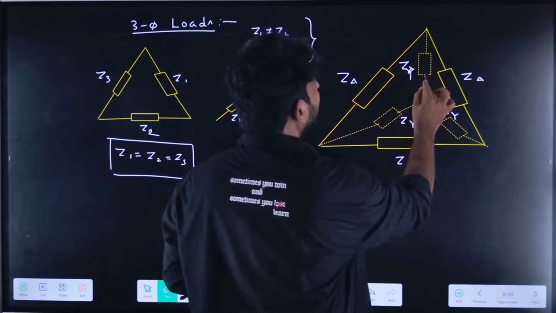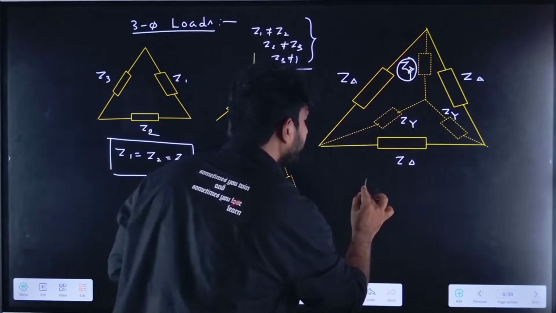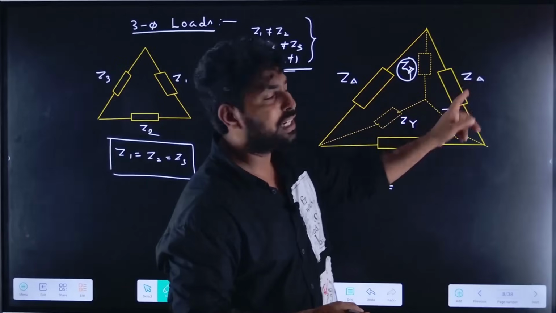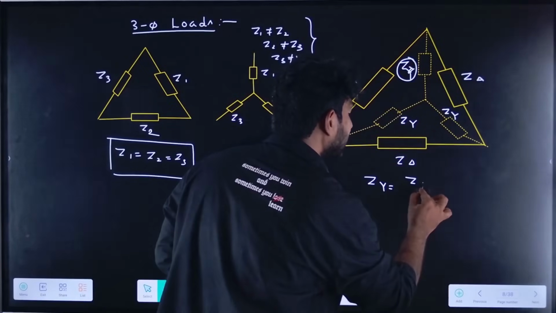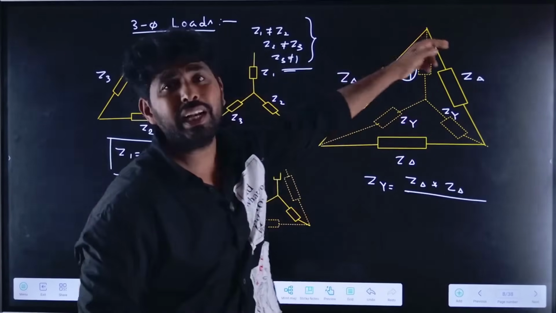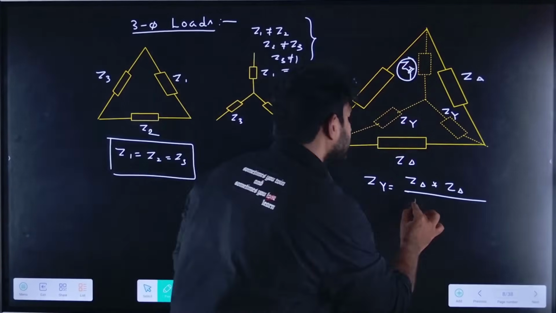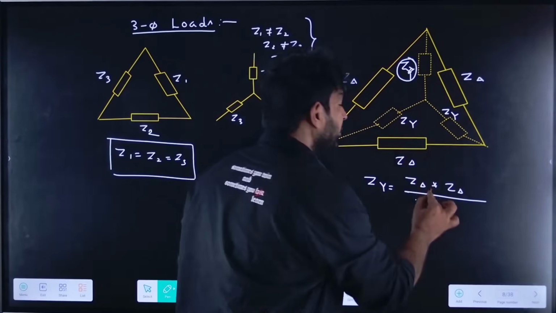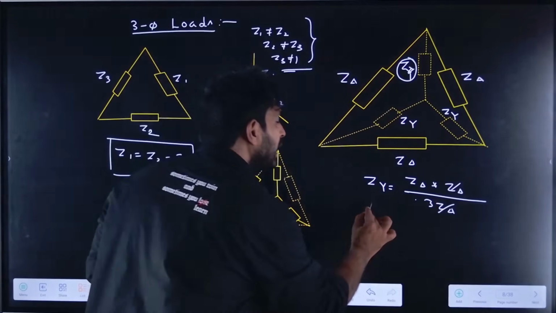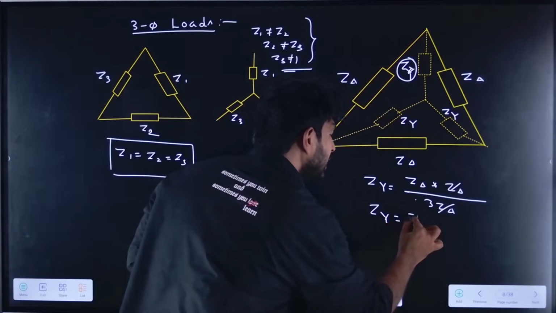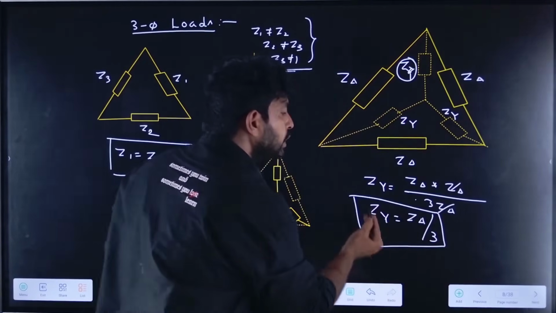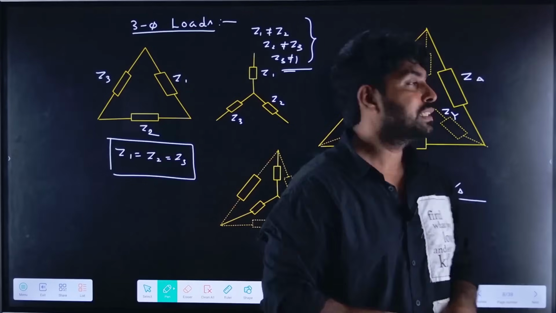Now how can I find this Z star? Very simple. Z delta into Z delta, divided by the total impedance. The total impedance is Z delta plus Z delta plus Z delta, which is equal to 3 into Z delta. So the terms cancel out, and Z star equals Z delta by 3. The equivalent star connection will be Z delta by 3.